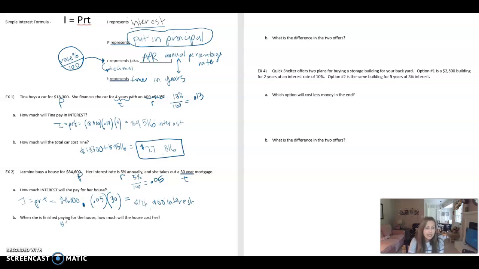All right, when she's finished paying, how much will it cost her? Well, it started out as an $84,600 house. This is Jasmine, paid $126,900 in interest. So the total cost of this house, let me add those up real quick, is $211,000.